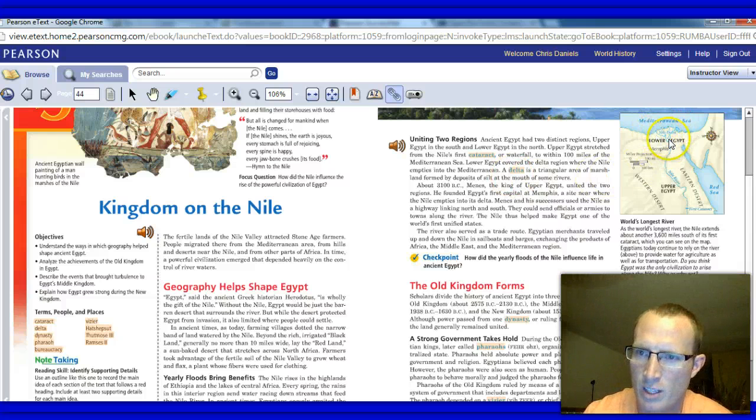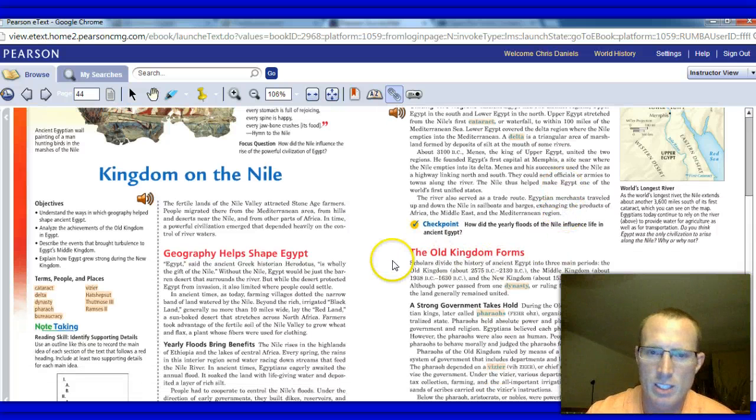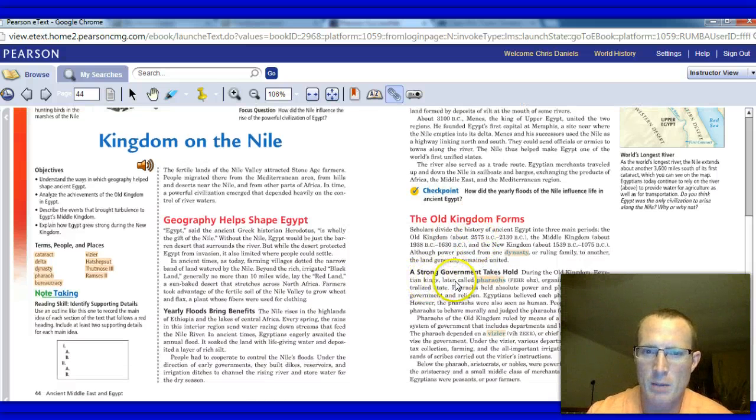The delta is where the Nile dumps out into the Mediterranean Sea. And the kingdoms of Egypt are divided timeline-wise into the Old Kingdom. And bottom line, a strong government finally takes control. We put pharaohs into place. We create bureaucracies. Here's where we're going to see our viziers. Let us turn the page.